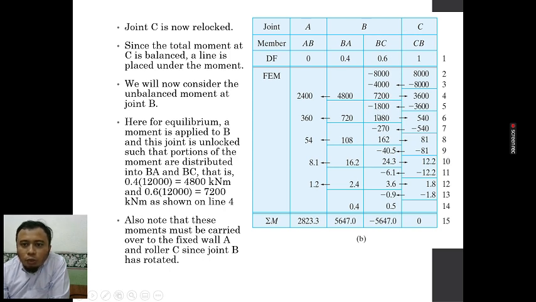Now we move on to joint B. We have negative 1,800. Unlock is 1,800, right? Once you have applied the opposite moment, then distribute to BA and BC, 0.4 and 0.6, which is 720 and 1,080 here. And then carry over. So this is a repetition. As you can see, line 4 is similar to 6, similar to 8. This is a repetition which we are solving, distributing the moment from joint to joint.